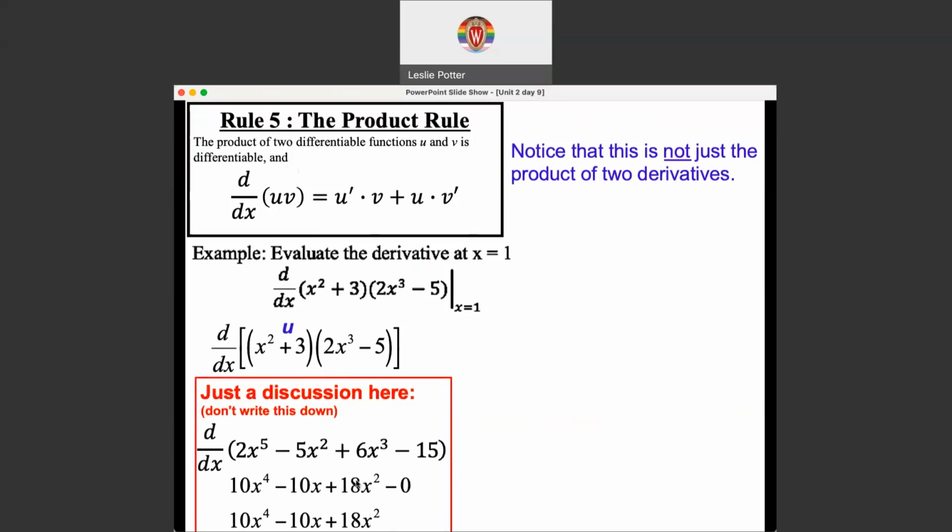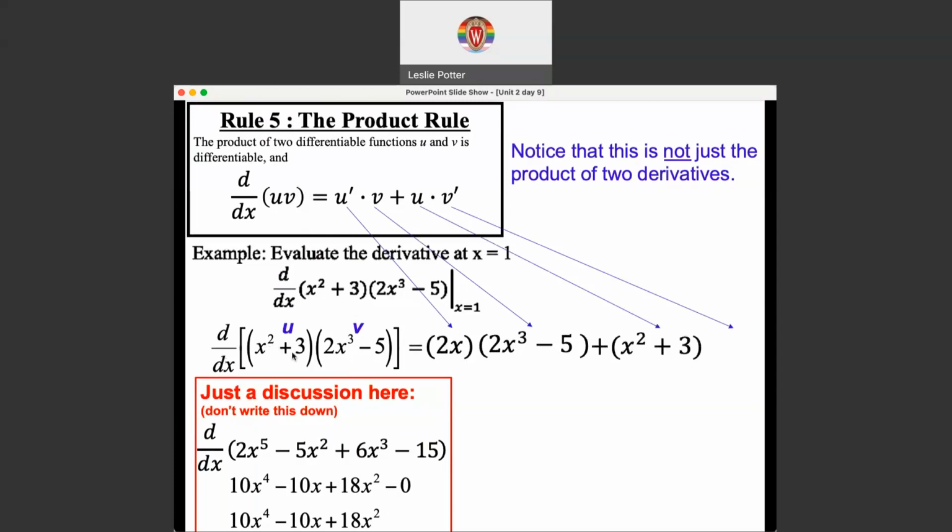Okay, so we're going to call this U. We're going to call this V, and we're going to apply this definition. So I need U prime V plus U V prime. So derivative of this, U prime, that's 2x, times V, times this, 2x cubed minus 5. Now I need U, which is just this, x squared plus 3, and I need V prime. So I need to look at this and differentiate it in my head. So I got 6x squared, and this will be 0, so 6x squared.